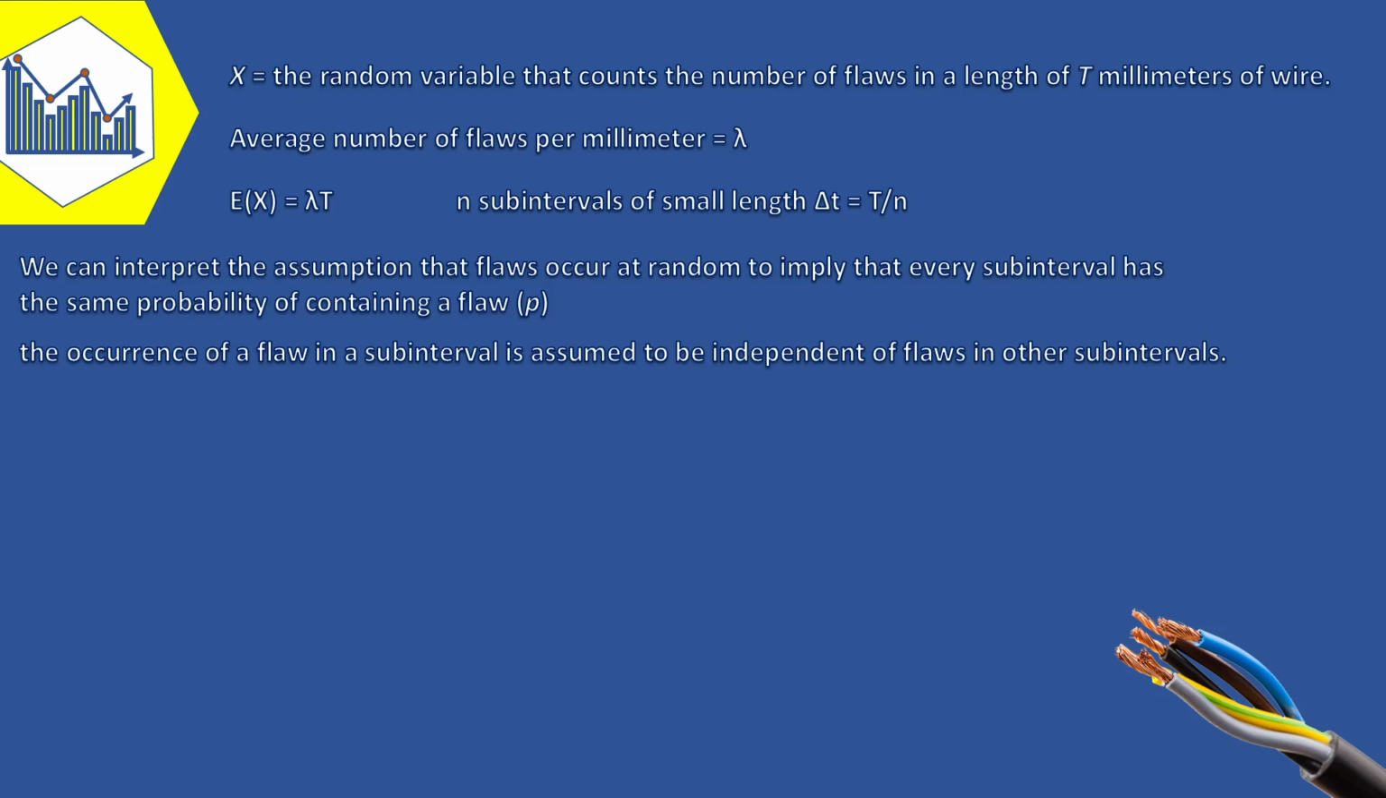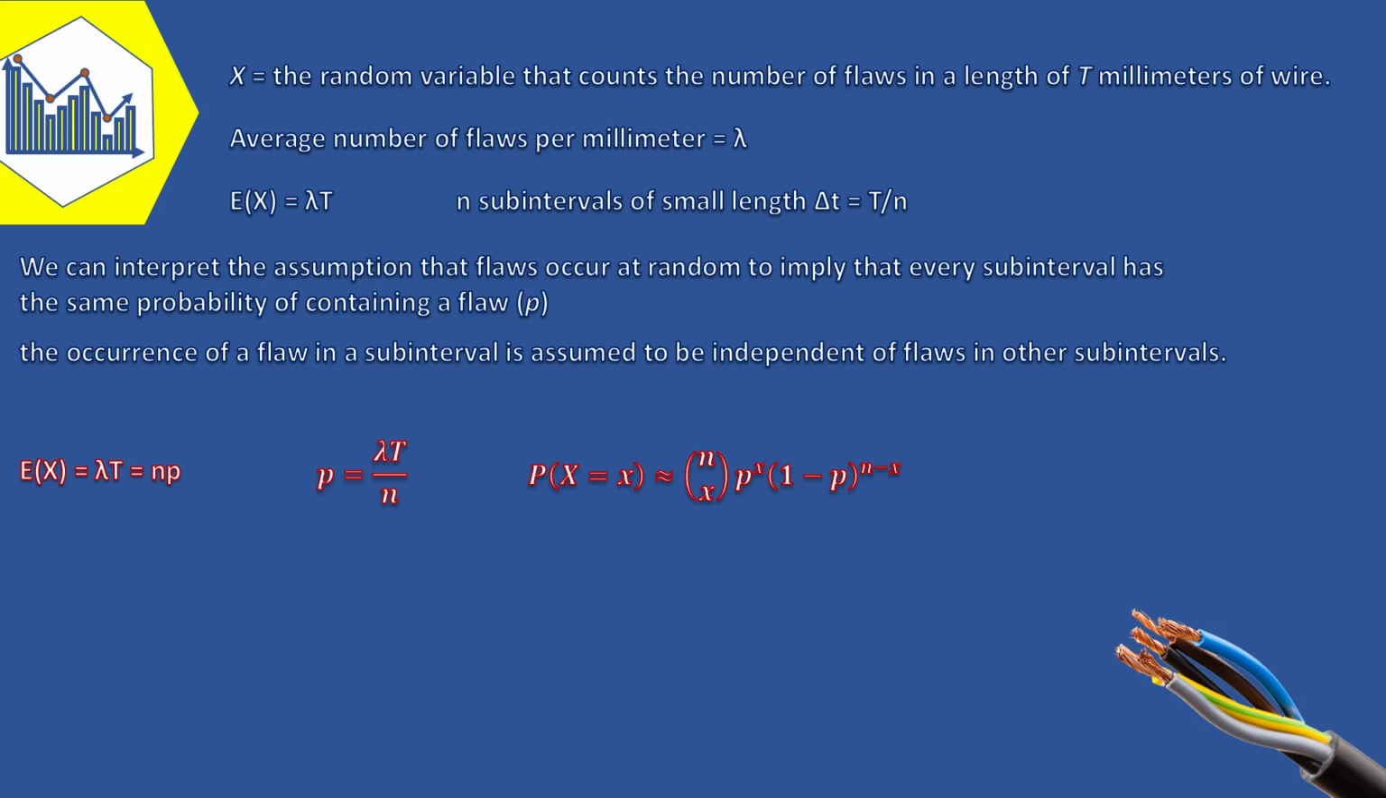Then, we can model the distribution of X as approximately a binomial random variable. Each subinterval generates a flaw or not. Therefore, the expected value of X equals lambda times t, or n times p. And one can solve for p to obtain p equals lambda times t over n. From the approximate binomial distribution, our probability mass function equals n choose x times p to the power of x times 1 minus p to the power of n minus x.